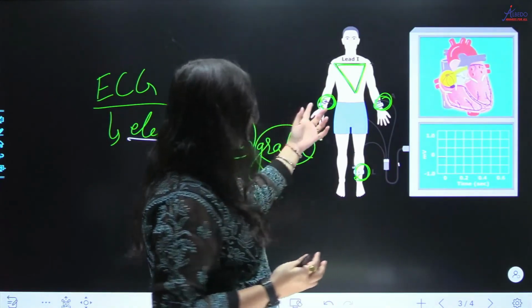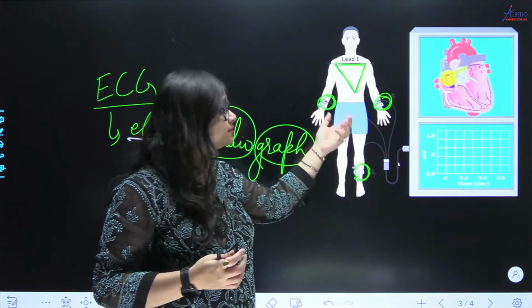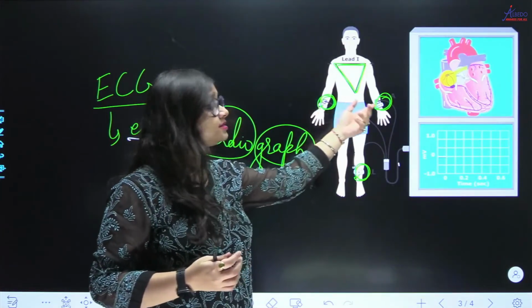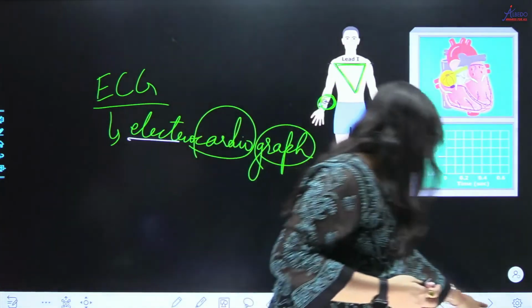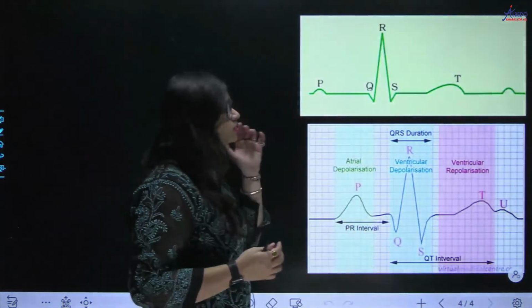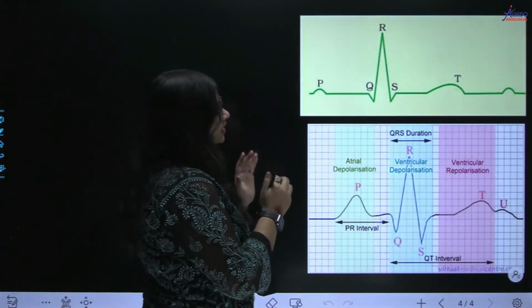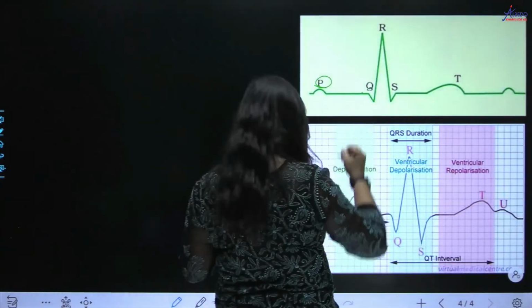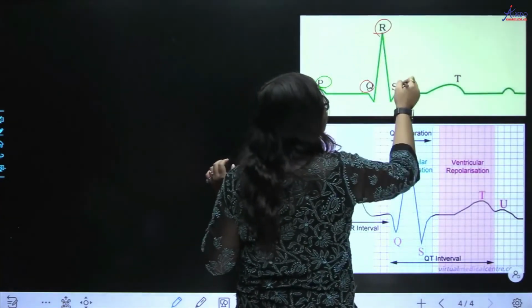Okay, so where are the 3 leads placed? This is a very important question. It is placed on right wrist, left wrist and left ankle. I hope this is clear. Now let us look on to the graph. Okay, so now there are various names, right? P, Q, R, S and T.